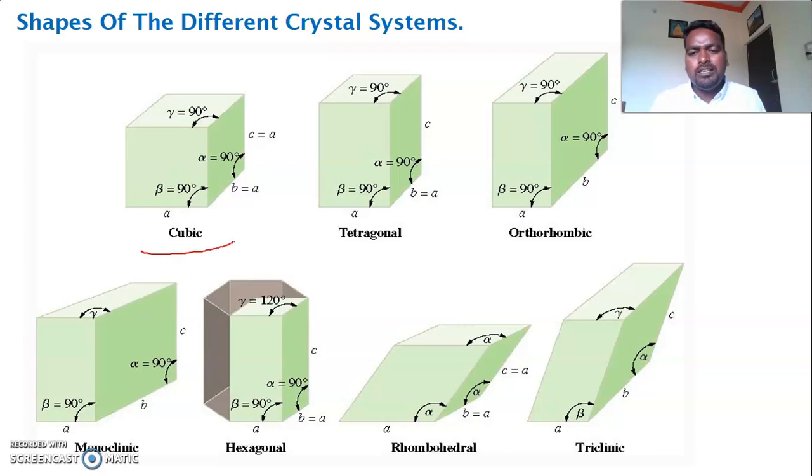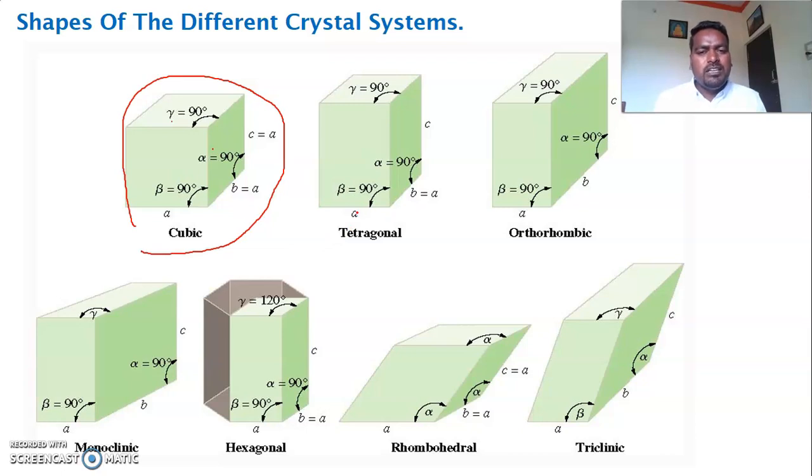So this is a cubic crystal system. You observe here in this cubic crystal system, alpha, beta, gamma, the interfacial angles are 90 degrees and the same, and a is equal to b is equal to c. So this is cubic, and this is tetragonal.